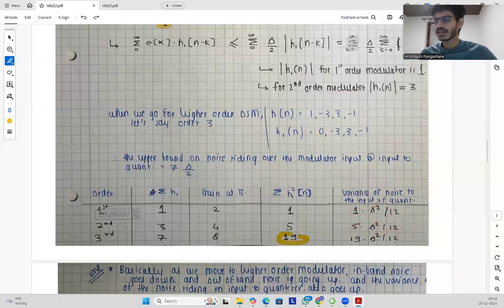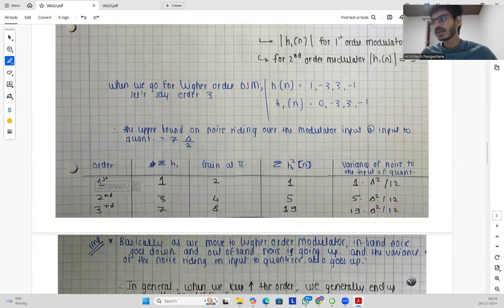But in third order, as we move to third order, the variance of the noise at the input of the quantizer is 19 times delta square by 12. If we move to fourth order, it will be 69 times delta square by 12. So it is increasing very drastically. We need to focus on how drastically it is increasing, because we'll arrive at a point where increasing the order is basically giving us better and better performance.